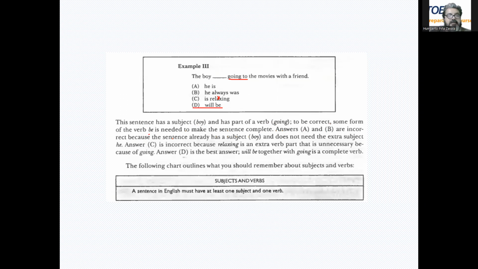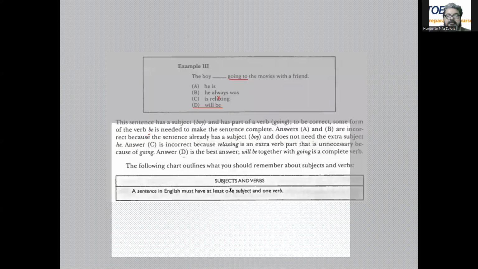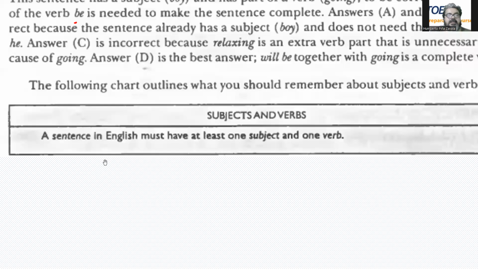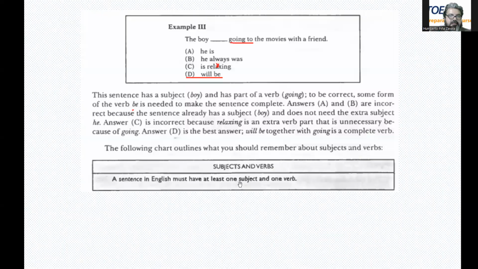Answers A and B are incorrect because the sentence already has a subject, boy, and does not need an extra subject, he. Answer C is incorrect because relaxing is an extra verb part that is unnecessary because of going. Answer D is the best answer. Will be, together with going, is a complete verb. So, what are we saying? A sentence in English must have at least one subject and one verb. That's what we're saying.